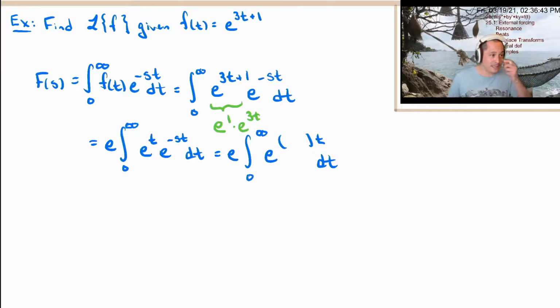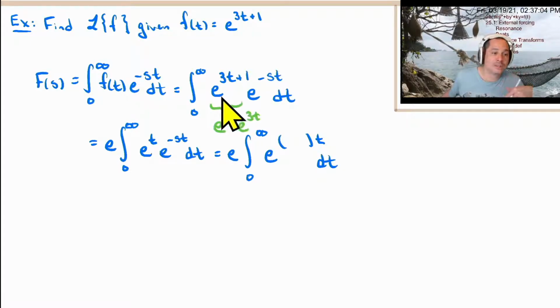All right, coming back here. If I'm asked to take the Laplace transform through the integral definition, then what I'm being asked to do is to take the function, plug it into the integral, and start bringing out your integral trick bag. Here, the function is e to the 3t plus 1. So for f of t, I plugged in e to the 3t plus 1.